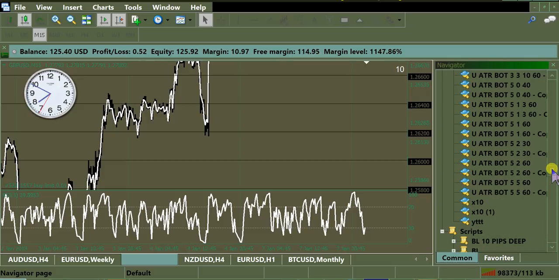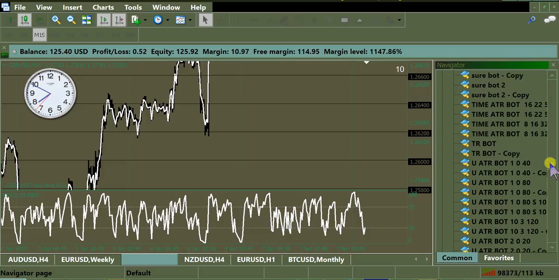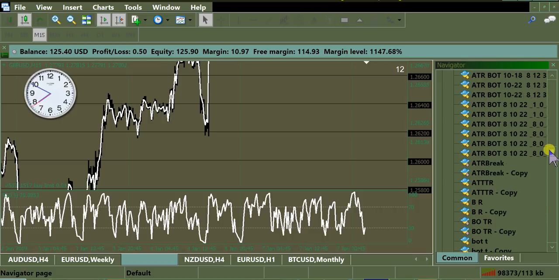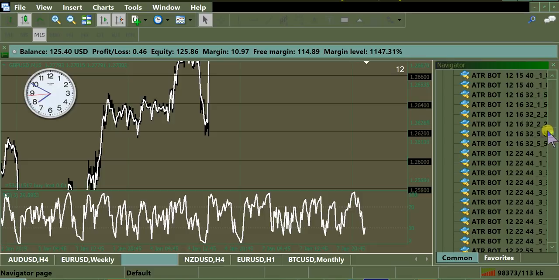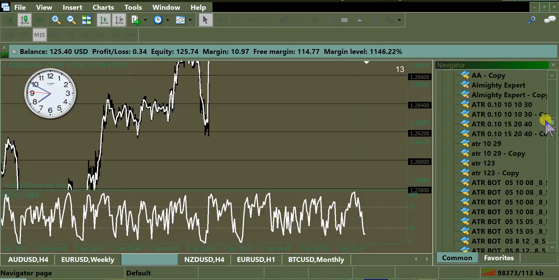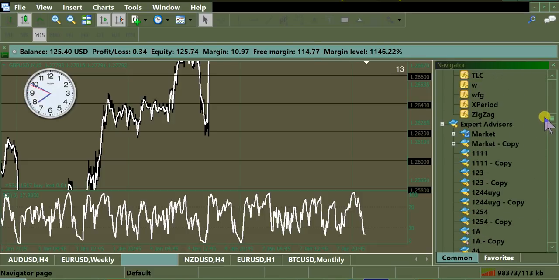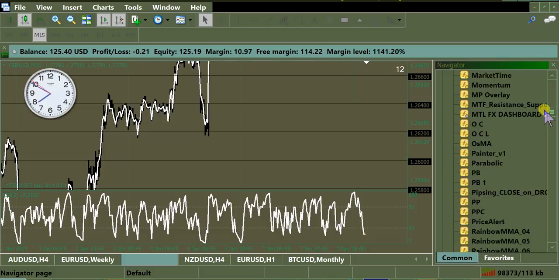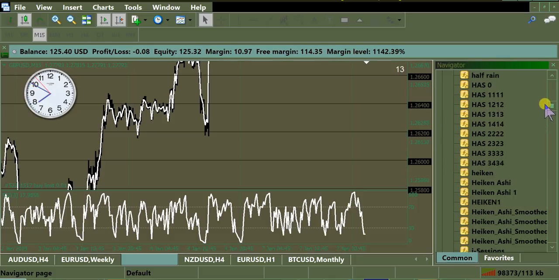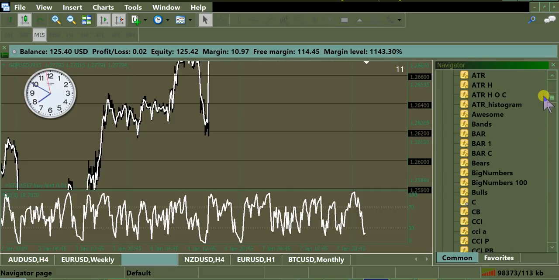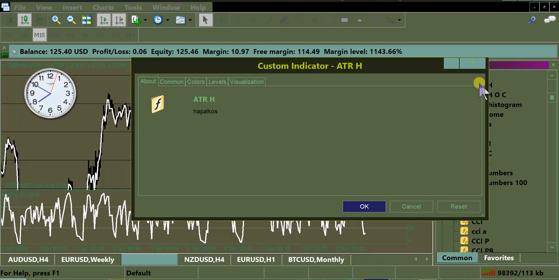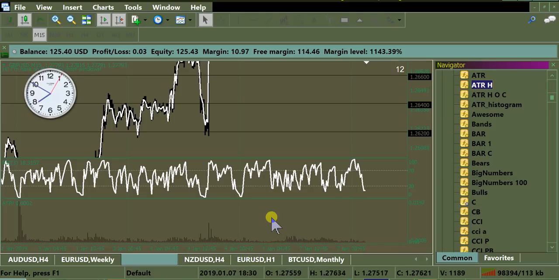I don't know if I have it. It's called ATRH for histogram. ATR of 1. Okay, it's ATRH. CCI would be okay too, but I'll tell you, oh shit. Can't see it.